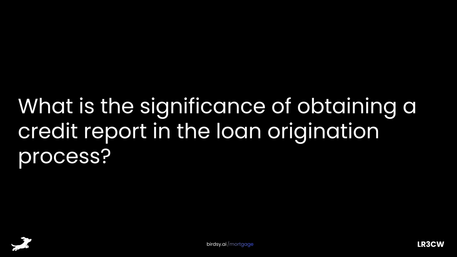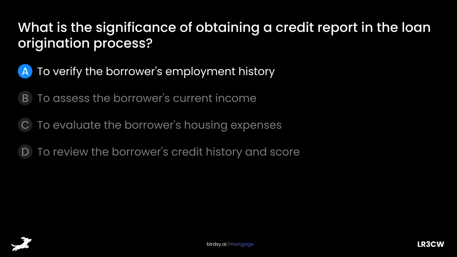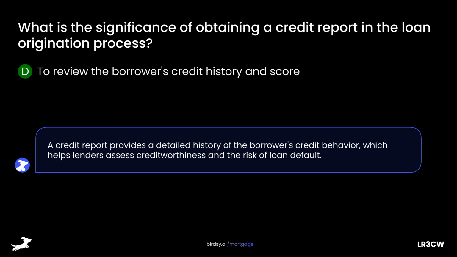What is the significance of obtaining a credit report in the loan origination process? Is it A. To verify the borrower's employment history, B. To assess the borrower's current income, C. To evaluate the borrower's housing expenses, or D. To review the borrower's credit history and score? The answer is D. To review the borrower's credit history and score. A credit report provides a detailed history of the borrower's credit behavior, which helps lenders assess creditworthiness and the risk of loan default.